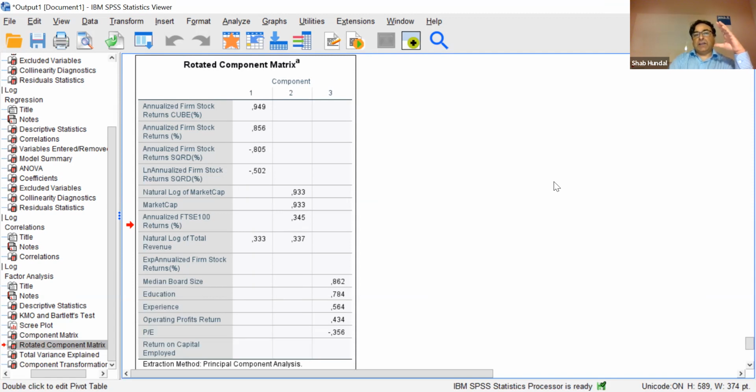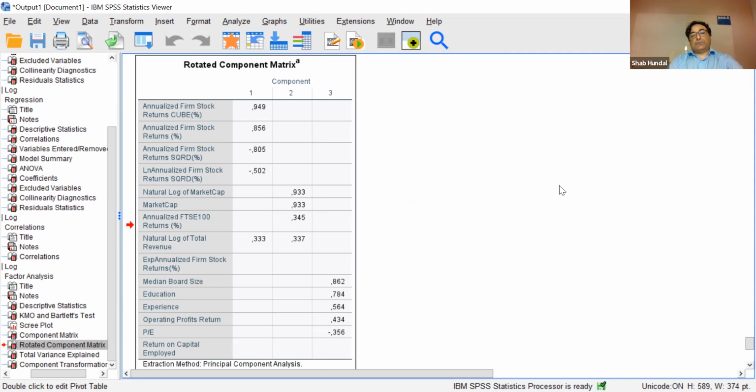It means that I can form, instead of taking 4 variables, instead of having the annualized firm stock return cube, annualized firm stock return, square root, squared, logarithm, whatever it is, but first of all, remember that I assume that these are not based only on the stock return, but something else also. Then I can simply calculate a factor, which is the average of these 4 variables.